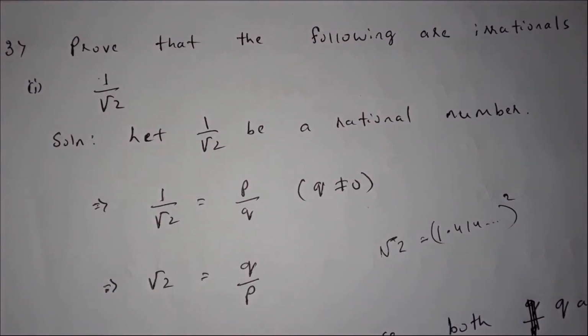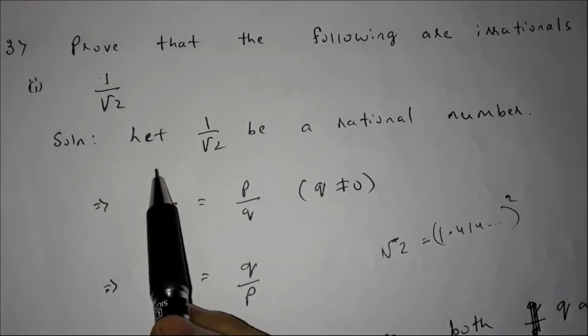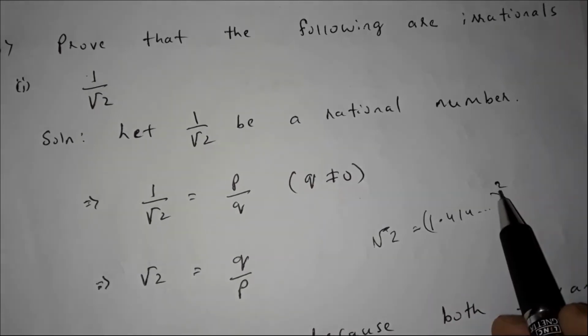This is question number 3 for 1.3. Prove that the following are irrationals. We have to prove the numbers to be irrational numbers. Number 1 is 1 by root 2. Let 1 by root 2 be a rational number.